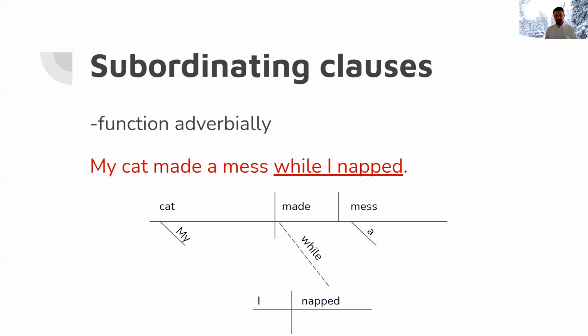So we have two sentences in here. My cat made a mess, and I napped is another one. But when we add that subordinating conjunction on here, while, that second sentence becomes a dependent clause and it requires a connection to the other sentence. When we look at the diagram for this complex sentence, we can see that the subordinating conjunction is coming off of the verb there, and it's connecting the sentence to the verb.